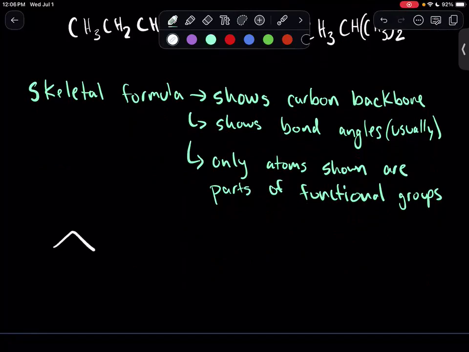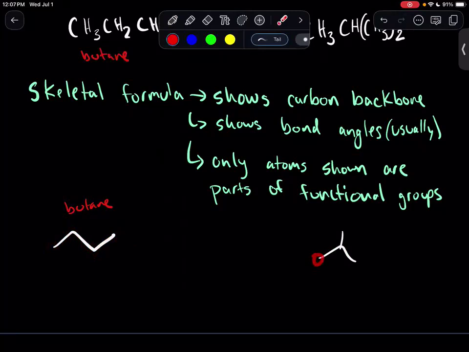So for butane, it just looks like this. This is the carbon backbone of butane. I'll go ahead and label these as well. You can indicate that there's a carbon, carbon, carbon, carbon, along with their bonds. We don't show hydrogens, we don't write them out. For our methylpropane, very similarly, it looks like this. We still have our carbon, carbon, carbon, carbon, no hydrogens shown. Once again, that is our methylpropane.